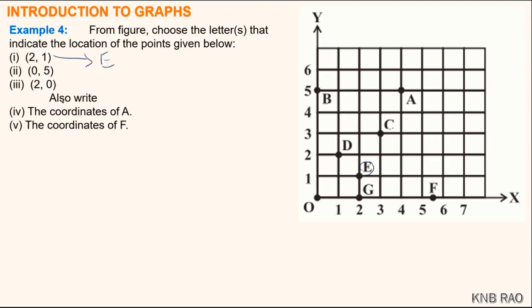Now 0 comma 5. So on x-axis 0 and on y-axis 5. So here remember children, very important, any point lying on y-axis will have its x coordinate as 0 compulsorily and the y will be some non-zero number, like 0 comma 5 is the coordinates of the point B.